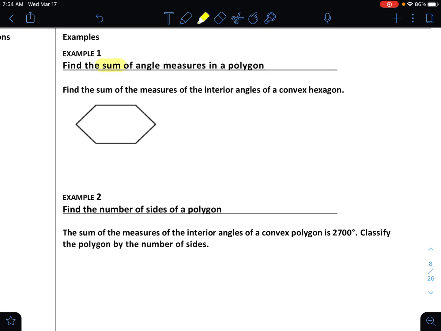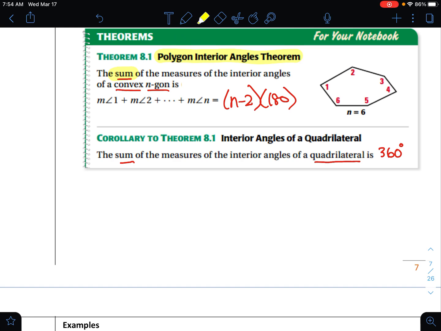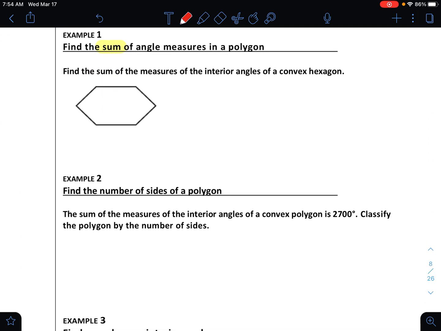Okay, this is my key word right here. So the formula we just talked about is for the sum, the total of all of the angles. I know that this was in our table, but let's just think about if this were a shape we weren't familiar with.